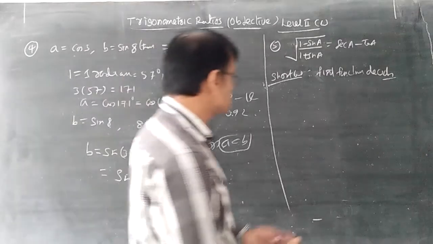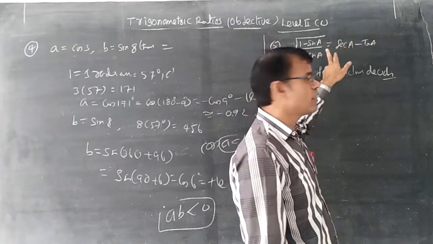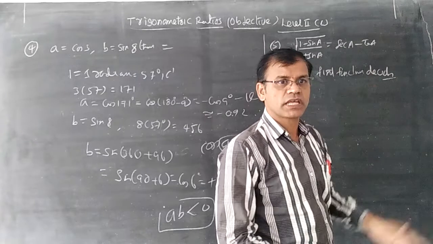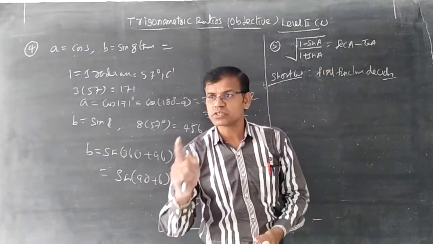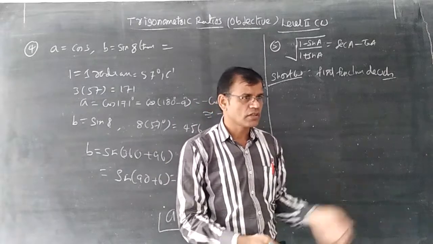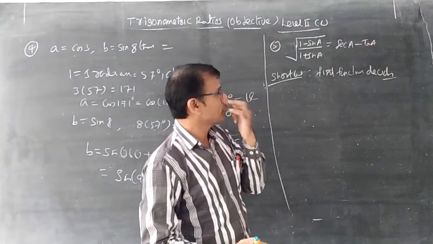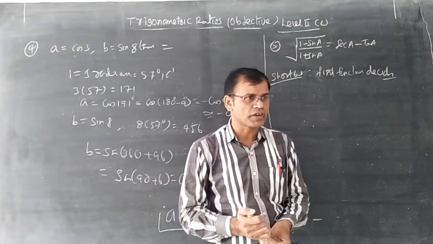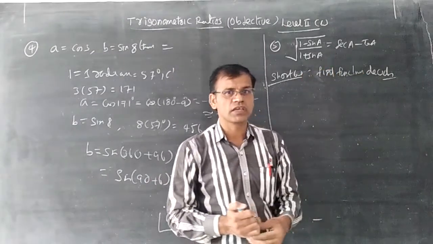Sir, how should we do it? Simply rationalize. Rationalize means multiply and divide by the opposite symbol, 1 minus sin a by 1 minus sin a. Numerator becomes 1 minus sin a, denominator becomes cos a. So 1 minus sin a by cos a is 1 by cos a minus sin a by cos a. The value is secant a minus tan a. So what is he asking? A belongs to which quadrant? Secant a minus tan a is given.